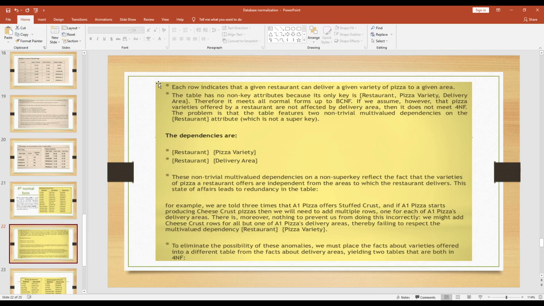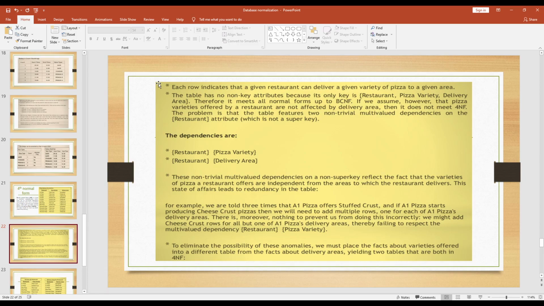The dependencies are restaurant to pizza variety, and restaurant to delivery area. These non-trivial multi-valued dependencies on a non-superkey reflect the fact that the varieties of pizza a restaurant offers are independent from the areas to which the restaurant delivers. This state of affairs leads to redundancy in the table. For example, we are told 3 times that A1 Pizza offers stuffed crust, and if A1 Pizza starts producing cheese crust pizzas, then we will need to add multiple rows, one for each of A1 Pizza's delivery areas.